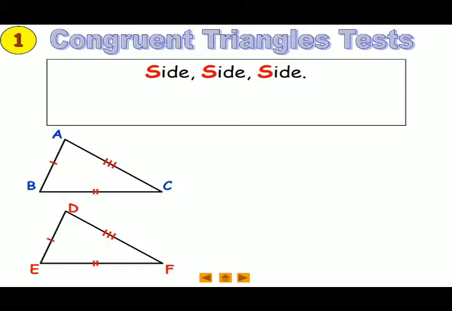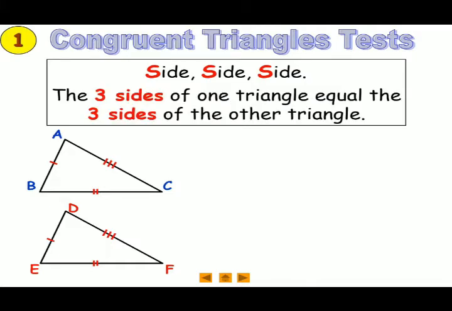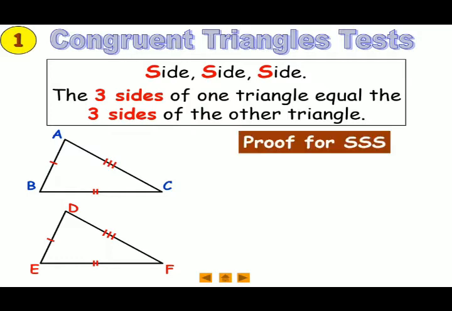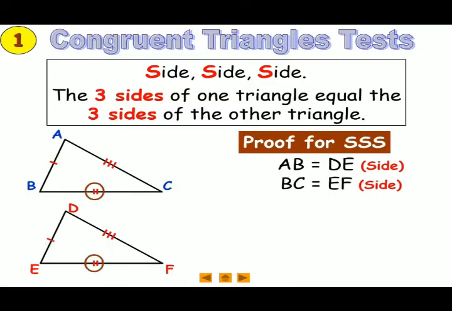Test side, side, side. The three sides of one triangle are equal to the three sides of the other triangle. That is called the side, side, side congruent triangles rule. Here you can see two triangles ABC and DEF. Now how to prove that? First you can see AB and DE. Both are sides of two different triangles and both are equal. Now the next side, BC and EF, are also equal. After that AC and DF are also equal.